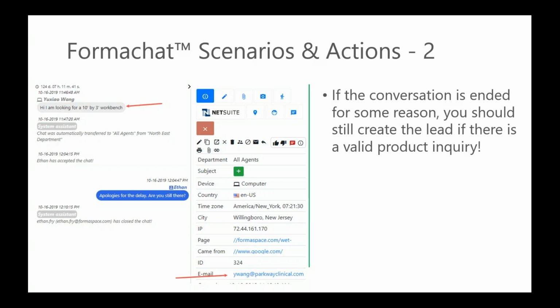Next thing. Here, for example, there is an example. Ethan had this conversation, and obviously the customer asked for a product, a workbench. It is a valid inquiry, but somehow Ethan was late to join the conversation, and he thought that it is a lost case, and maybe ignored this conversation. Instead we could have created a lead here because we already have the email address, we already have the name, and we could have just sent it to NetSuite.